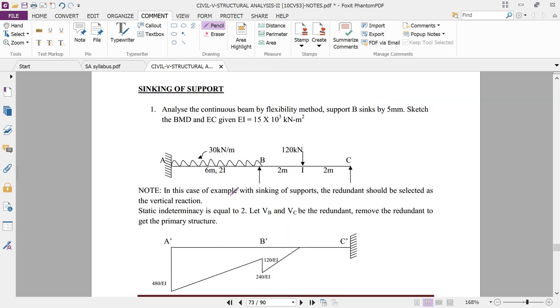The next is the sinking of support. So this is another type of the method. This method we will see in our next lecture.